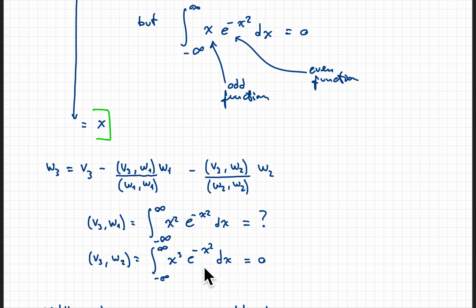And this was an even function. It takes positive values on both sides, mirrored around x equals 0. And so the contributions to this integral all cancel each other out. And so this is 0. Oh, this is great. So then we don't need to worry about this term at all.